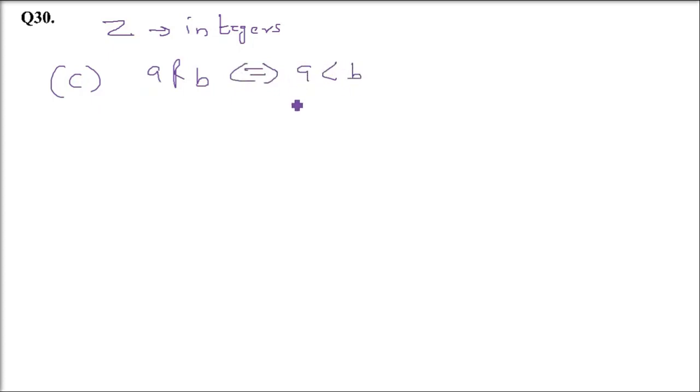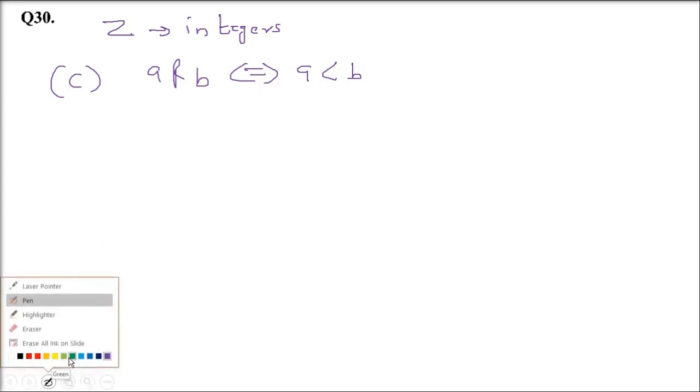30. Which of the following is not an equivalence relation on Z? Z are integers, we know that. So which of these are not an equivalence relation? Since we have already done this much of the question, we can easily say which is not. The answer to 30 is C. A related to B if A is less than B. This is not an equivalence relation. Let me prove it here also.